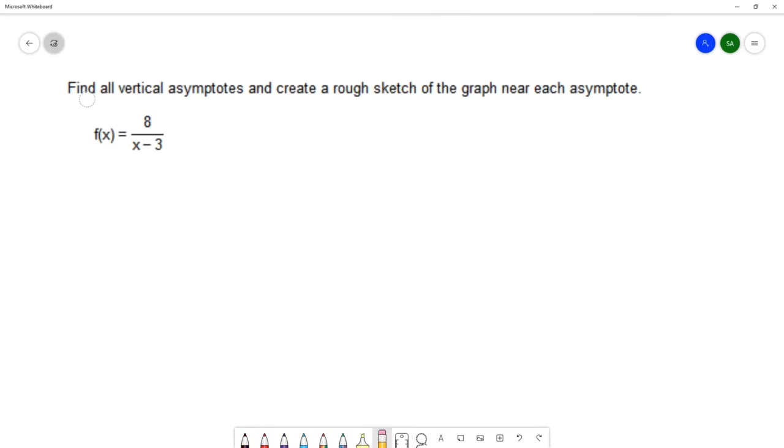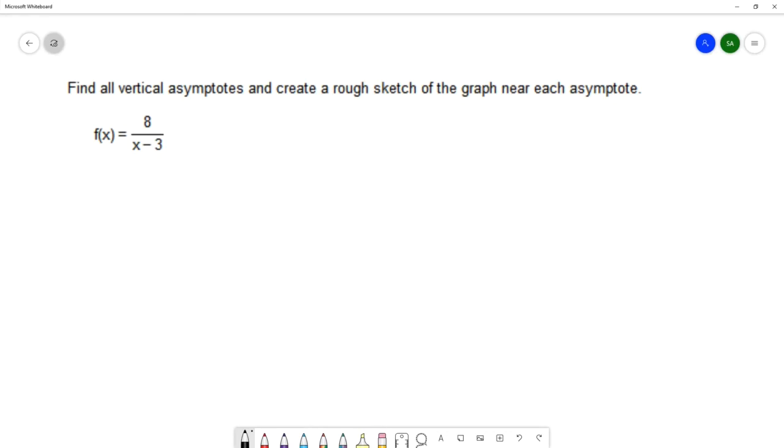For this question, we want to find all vertical asymptotes and create a rough sketch of the graph near each asymptote. We want to do this for the function f of x equals 8 over x minus 3. Now, when we're looking for vertical asymptotes, we first need to make sure that our function is in lowest terms, which means that there are no common factors.